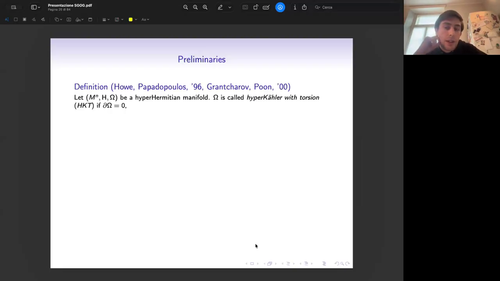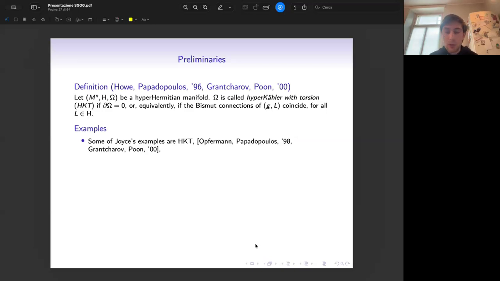This definition is actually an equivalent condition given by Grantcharov and Poon, but the original definition was the following. A metric is HKT if all the Bismut connections we can build out of the hyper-Hermitian structure coincide.